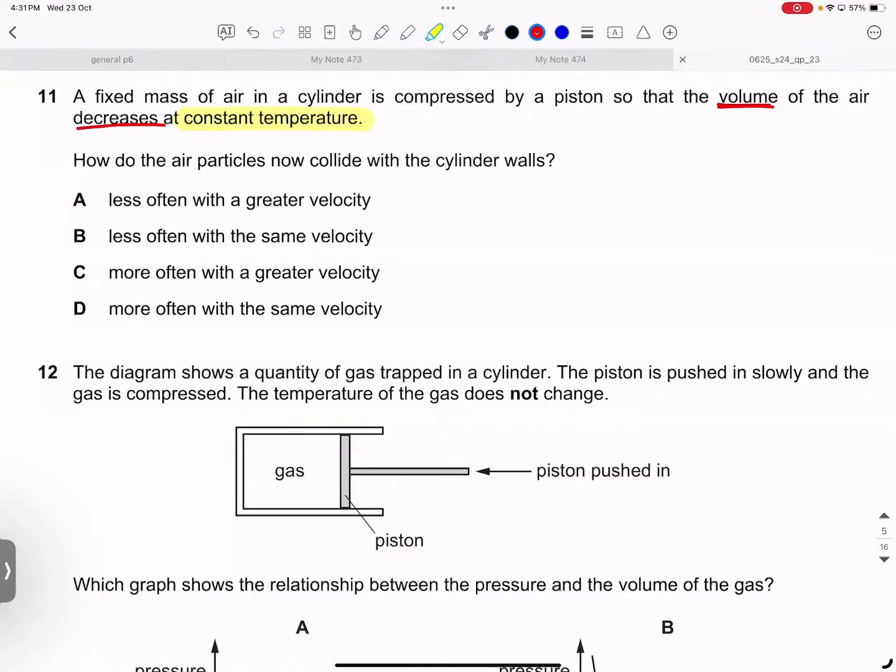How do the air particles now collide? So speeds are same, but since volume is less and compressed, pressure is more. So more pressure means the particles will collide more often, but the speeds will be same. Greater speed, no. You shortlisted 2 options, either B or D. Now, since pressure is more, they collide more often, but the speed remains same.